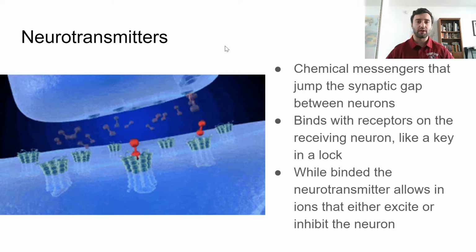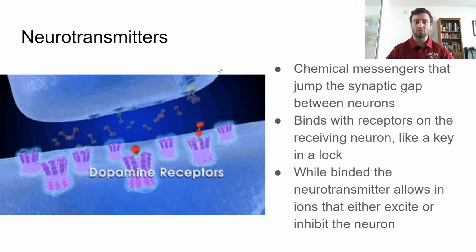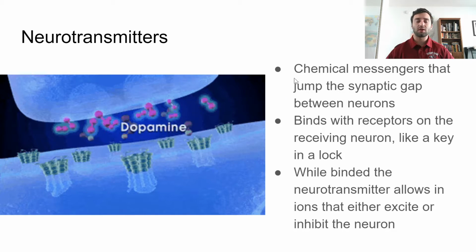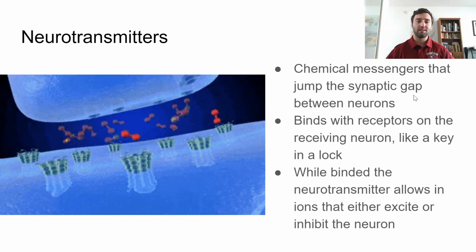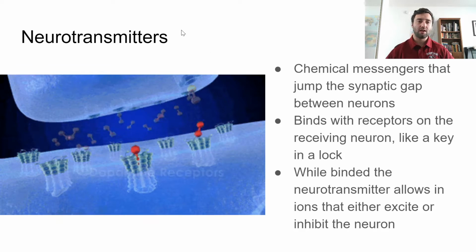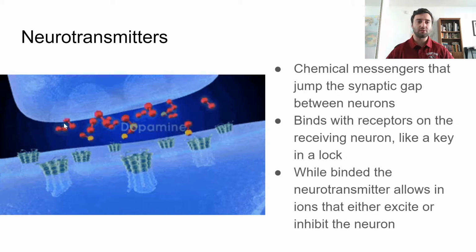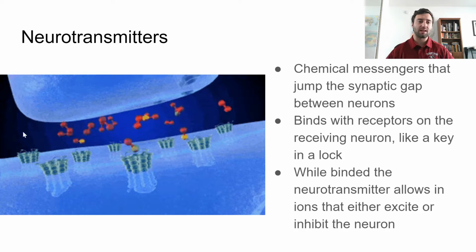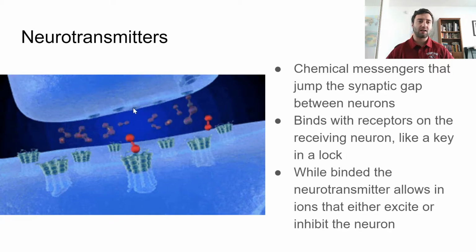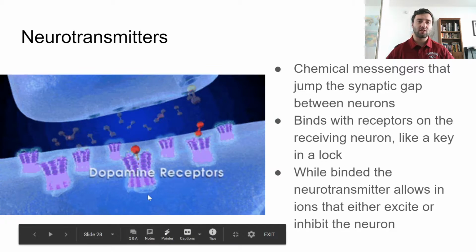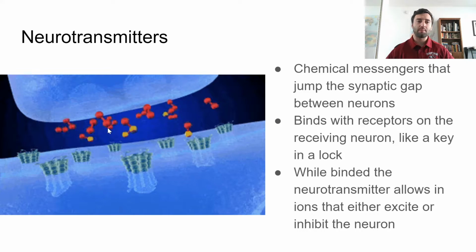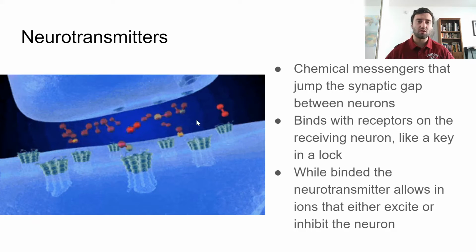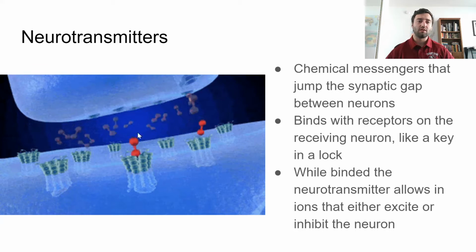So let's talk about neurotransmitters. Neurotransmitters are chemical messengers that jump this synaptic gap between those neurons. Here again is our synapse. The synaptic gap or synaptic cleft is right here. Here's our axon terminal. This is a dendrite, and we've got receptors here. We've got vesicles there. All these little molecules floating around in the middle are neurotransmitters.